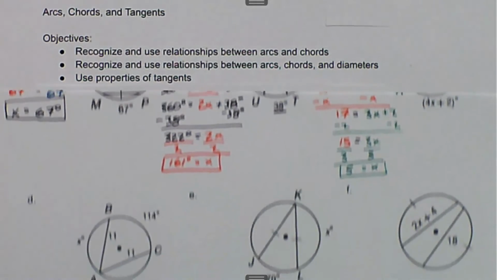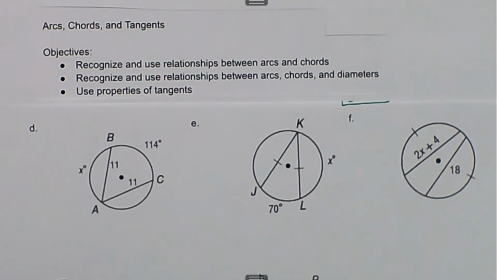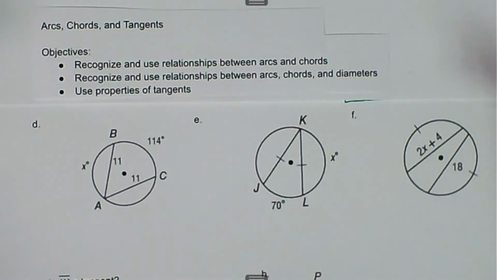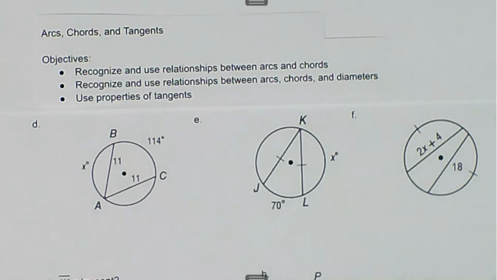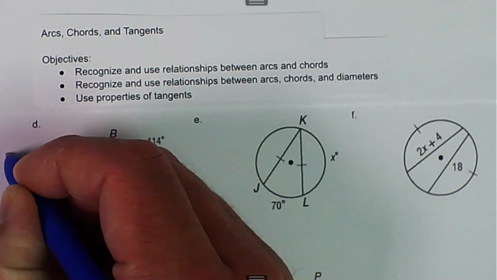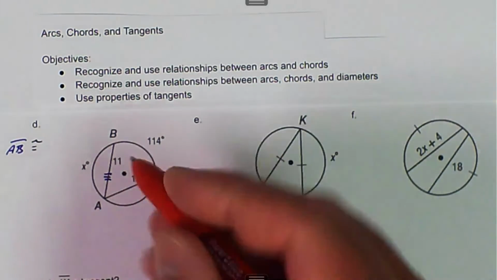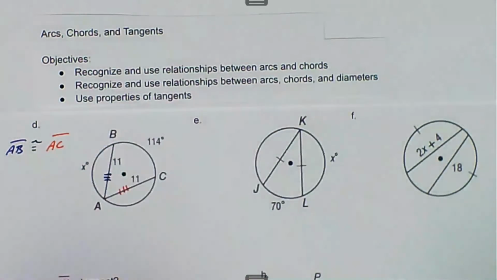A couple more examples to look at. This is very similar to the one we did with B, where in this case we're told that chord AB is 11 and chord AC is also 11. So we can say that line segment AB is congruent to line segment AC. So if those are congruent, then we know that the arcs are congruent. So we can say arc AB is congruent to arc AC.